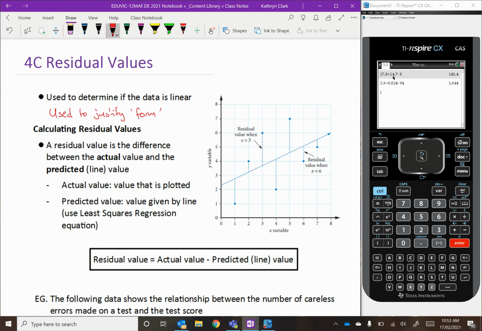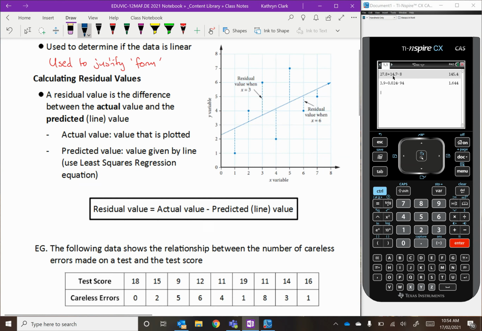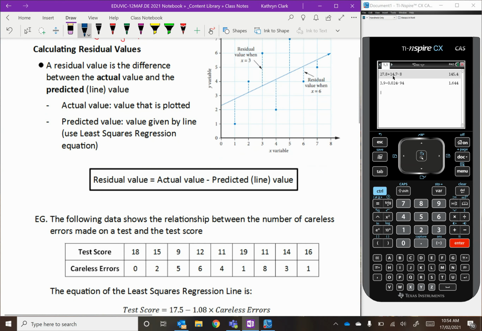So form is either linear or non-linear. And we use our residual values to decide whether or not our data is in fact linear. So when we calculate these residual values, we need to use two values to find what the residual will be. Our residual is the actual value minus the predicted, or our least squares regression line value.